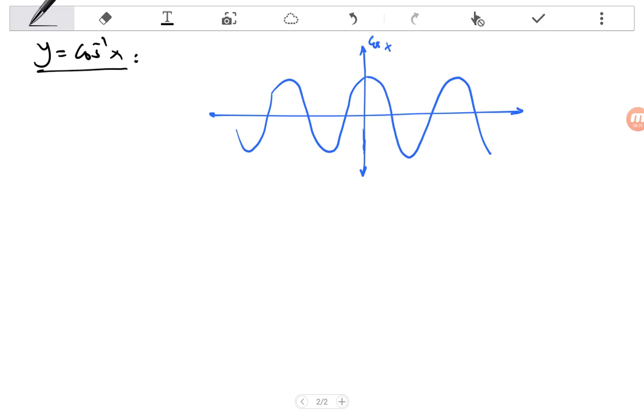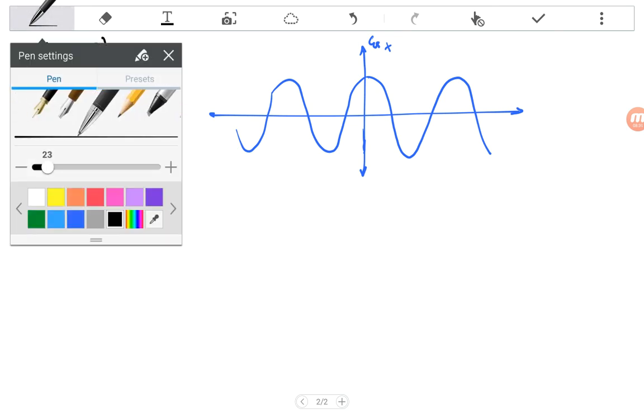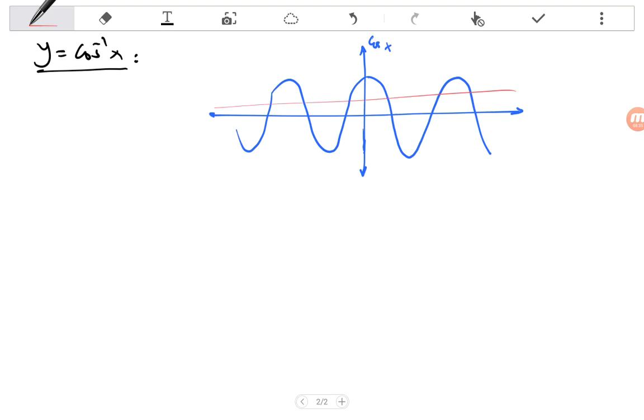No, it doesn't have an inverse. Why? It is not 1-to-1. We learned that for a function to have an inverse, it must first be 1-to-1. What is meant by 1-to-1? We learned before the horizontal line test. If any horizontal line gives me more than one point of intersection, then it is not 1-to-1. This function is not 1-to-1, so a natural cosine doesn't have an inverse.